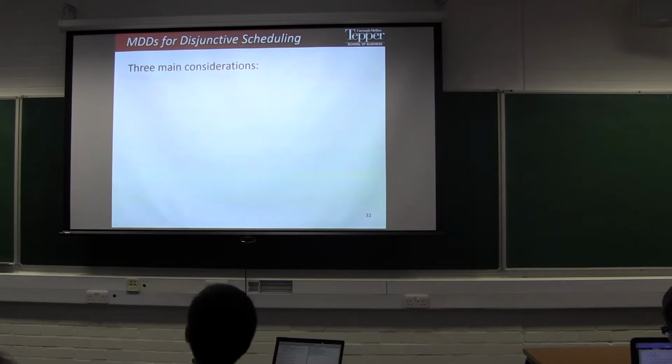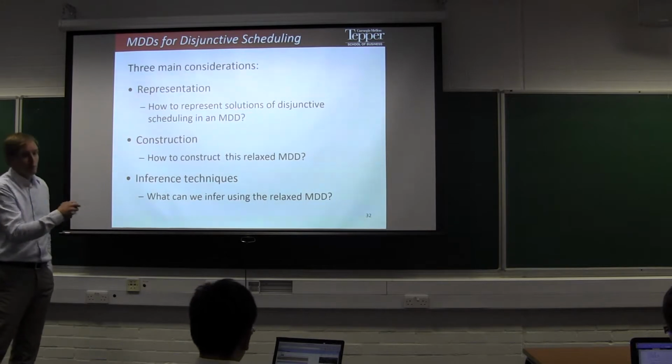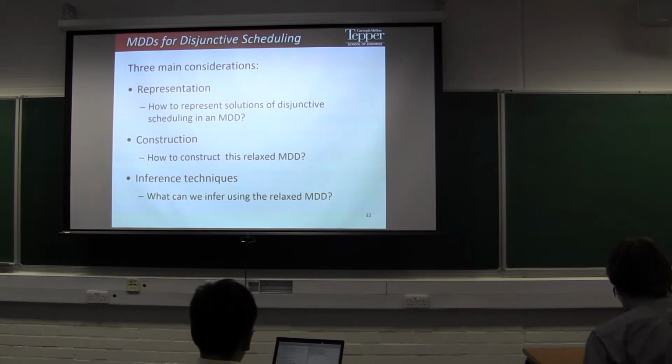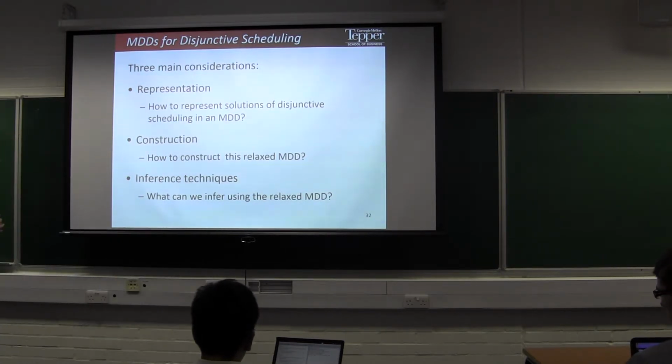So our goal is now, can we represent and reason on such problems in the context of MDDs? What are the things we have to think about? First of all, how do we represent this disjunctive scheduling problem in an MDD? You may have some ideas here already. If you know how to represent it ideally in an exact exponential size manner, which is what we don't want, how do we construct this in an efficient way? And if we have it, what can we do with that?